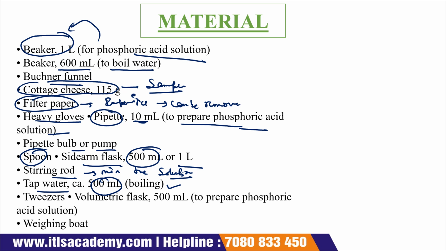and this is required for boiling purposes. Tweezers, and a 500 ml volumetric flask, which is required so that we can prepare a phosphoric acid solution. In a beaker we store this phosphoric acid solution, and when we have to prepare it, we require a volumetric flask, and along with it we also require a weighing board for weighing the sample. So these are the materials that we require for performing the experiment.